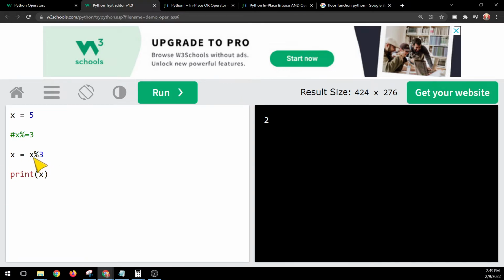Remember, mod is simply the remainder of a division. At this point x is 5, so what's the remainder of 5 divided by 3? 2. That's the leftover integer. Okay, let's go to the next one.